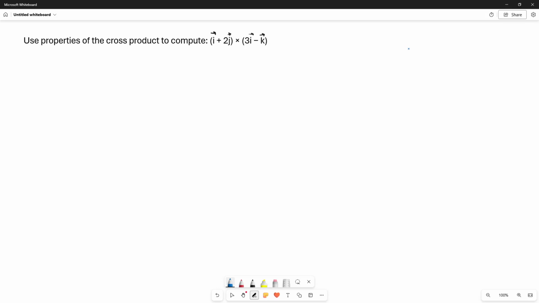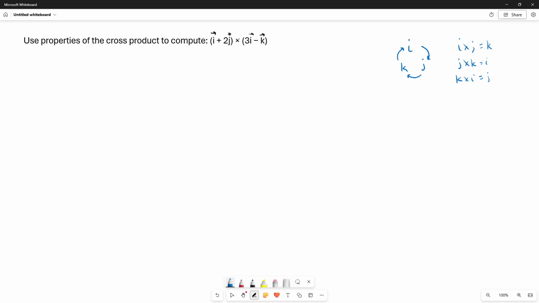Some fundamental properties of the cross product involving the vectors i, j, and k is that if we go around clockwise, i cross j is k, j cross k is i, and k cross i is j. And if you go the other way, you'll get negatives. So if you did j cross i, you would get negative k, k cross j, you would get negative i, and i cross k is negative j, because the cross product is anti-commutative.